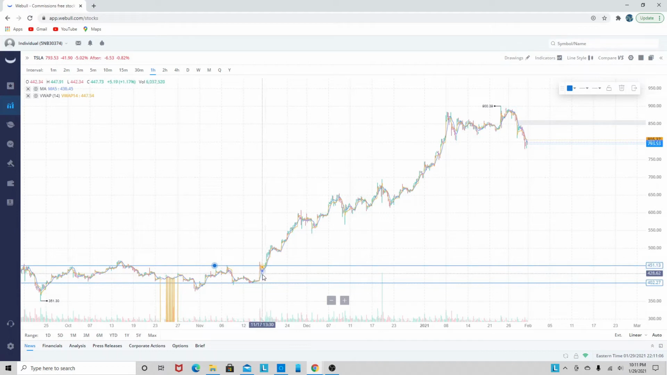And then you see the announcement of the S&P inclusion was around this time right here. And that's when you see the big run up right here. Okay, so we're going to be moving on there.